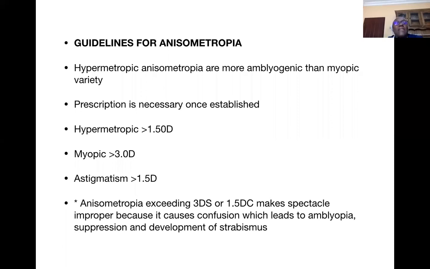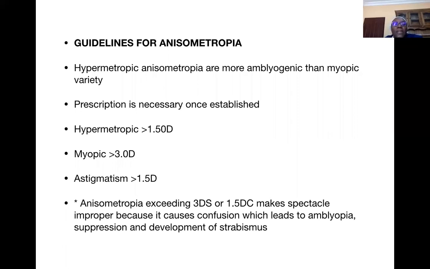So what are the guidelines for anisometropia? Well, as I said, hypermetropic anisometropia is more amblyogenic than myopia, and so prescription is necessary once it's established. Normally, you can have hypermetropic anisometropia when you have a difference of more than 1.5. If it's myopic, a difference of more than 3 diopters, astigmatism more than 1.5.